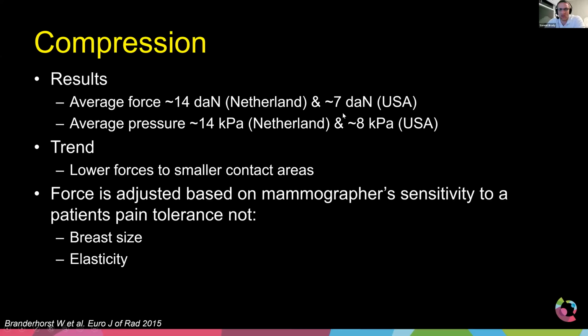So you can see here in the US, they're not using as high a force, largely because, as the authors surmised in their publication, a woman comes in, they go down, they start to compress, maybe the woman starts to verbally say it hurts or winces, so her face has that kind of look of pain. And so the mammographer doesn't compress any farther. Whereas in Europe, they keep going no matter what pain tolerance the woman has.